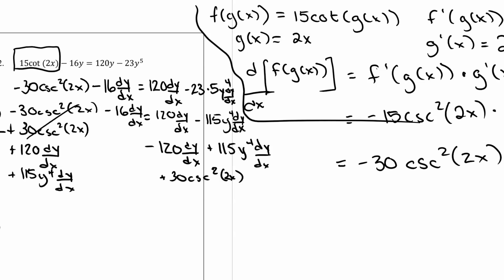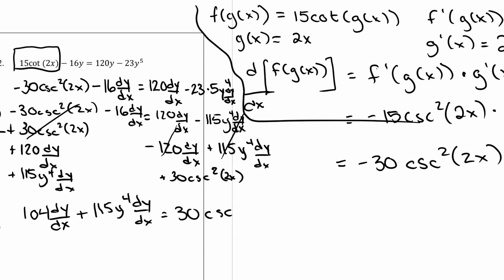All right, so our 30 cosecant squared cancels on that side. 120, 120, 115, 115, those cancel. We've got negative 16 and 120 dy dx, so those are like terms. We can combine those. So I've got 104 dy dx plus 115 y to the 4th dy dx equals 30 cosecant squared 2x.